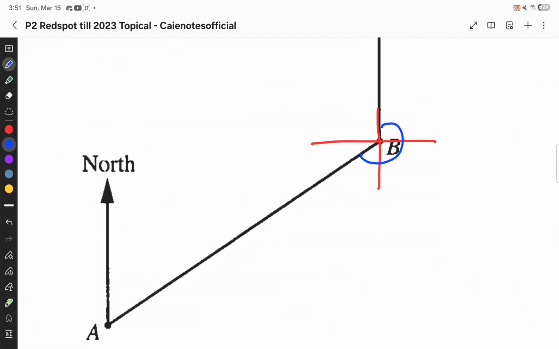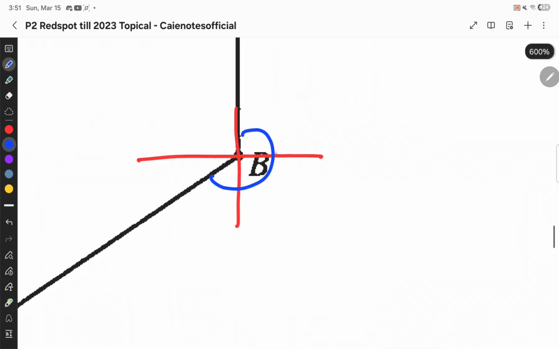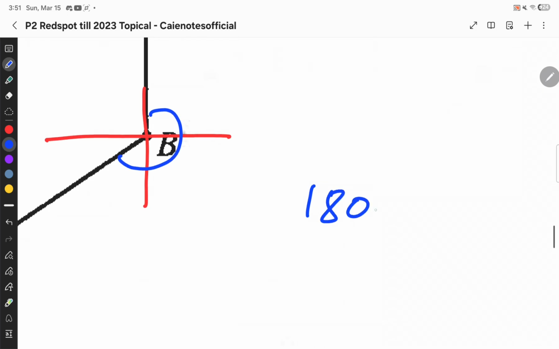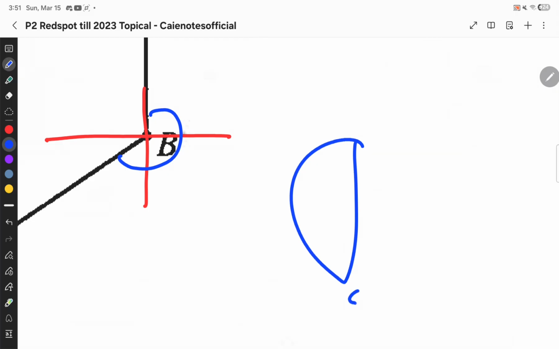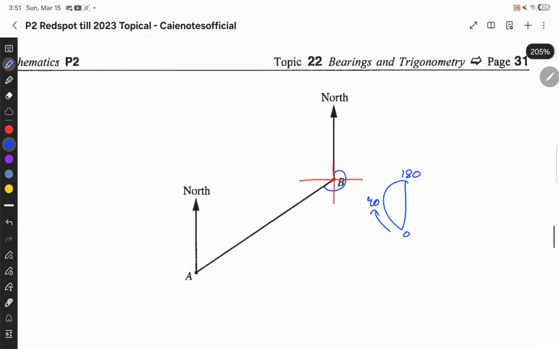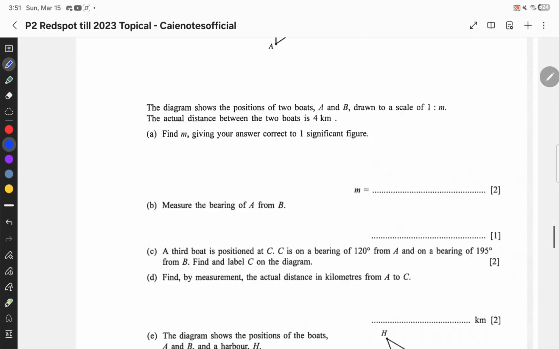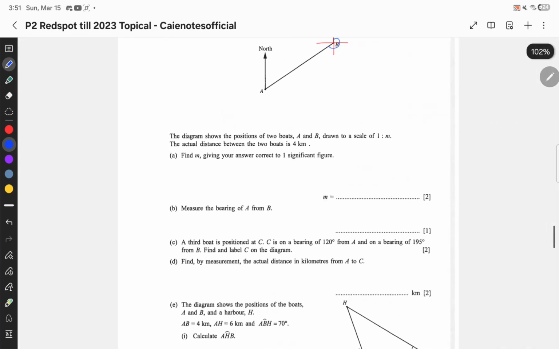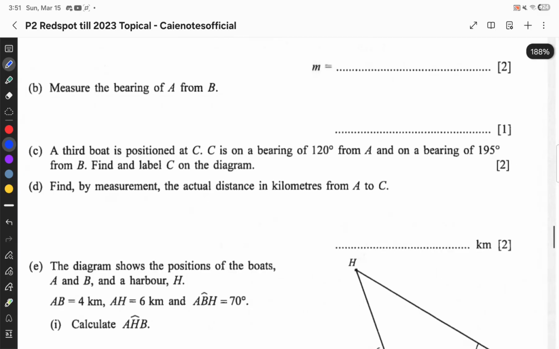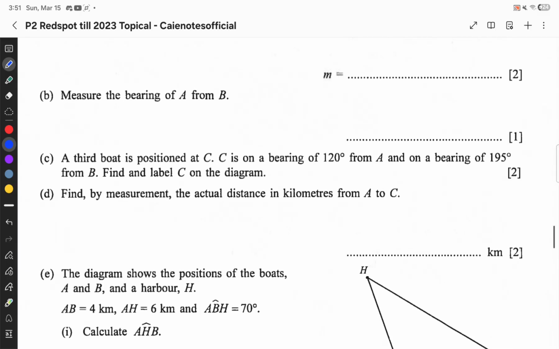With our protractor. Either you can protract like this and be done, or you can add 180 plus the angle you measured using your protractor. So you place your protractor like so, it measures like such, and we go on with the rest of our paper, not with the rest of our day. Find by measurement the actual length.